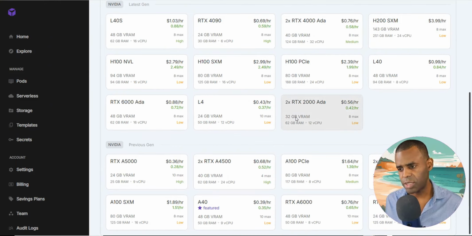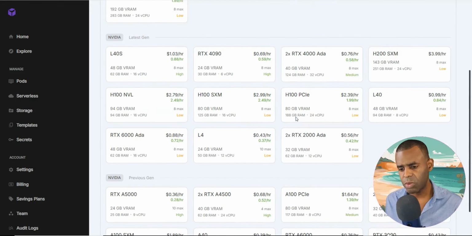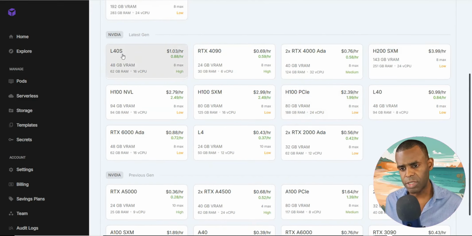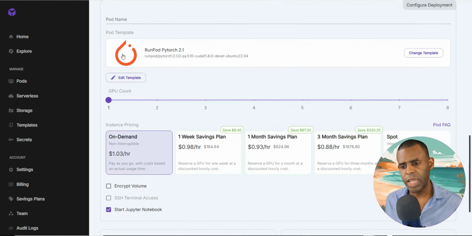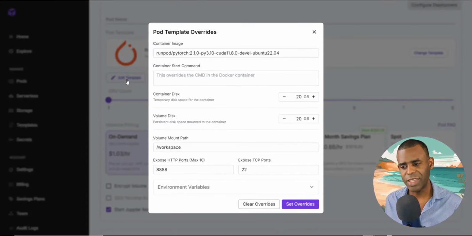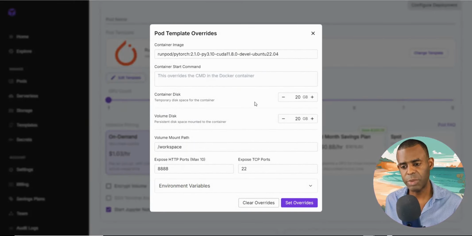In this case, we want the L40S, okay? And all you're really going to do is edit the template and specify exactly what you want in terms of disk space and volume space. So in this case, I specified a container disk space of 50 gigabytes and a volume disk space of 50 gigabytes, just so that when it's installing the model, we have enough space.